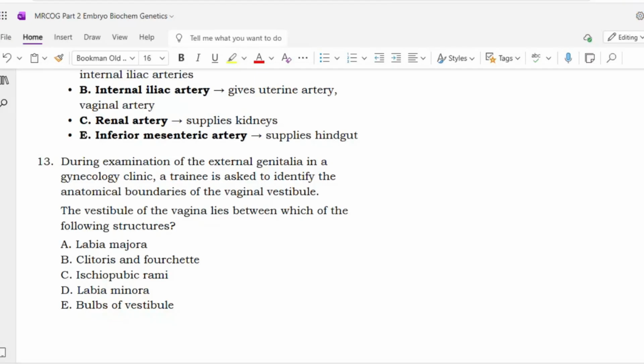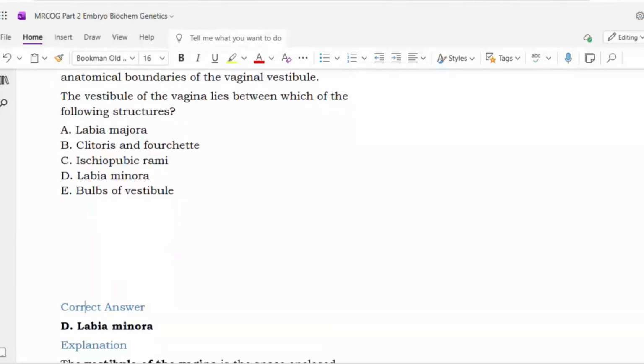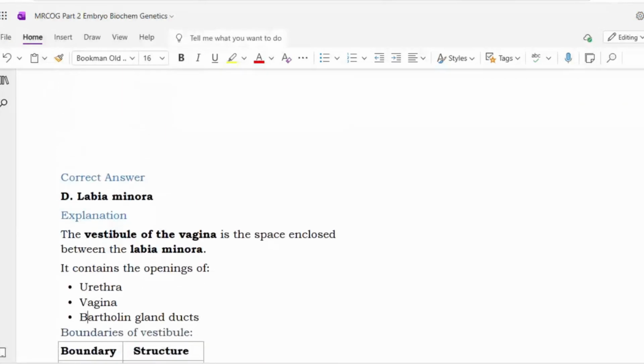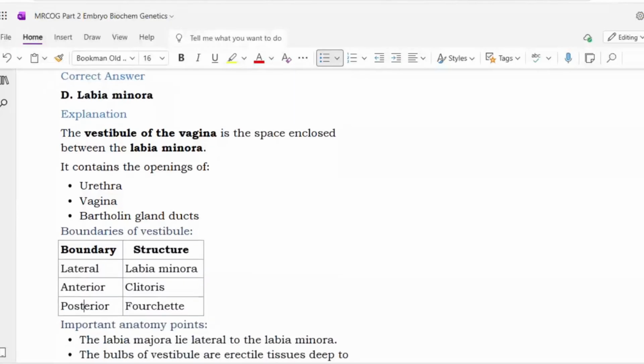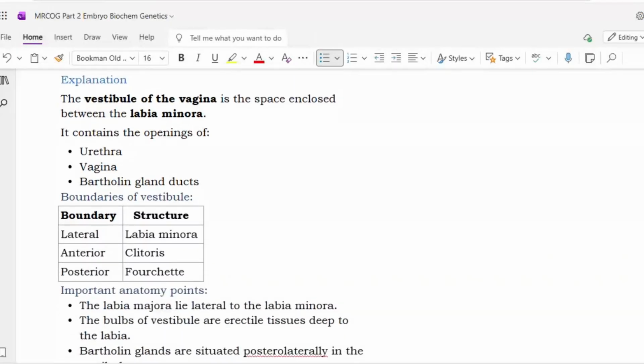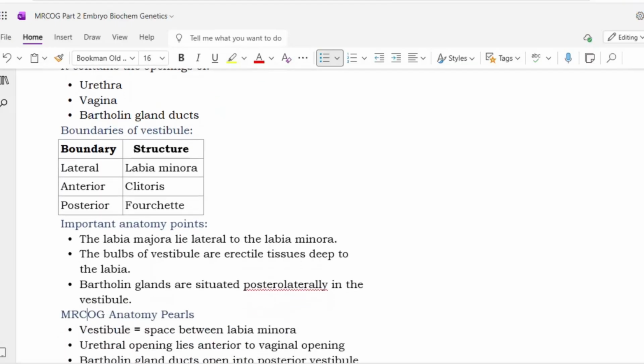No. We are talking about the vestibule of the vagina. It is between the labia minora. The vestibule of the vagina is a space enclosed between the labia minora. It consists of the opening of the urethra, vagina, and Bartholin gland ducts. The boundaries of the vestibule are laterally the labia minora, anteriorly the clitoris, and posteriorly the fourchette. So actually all these three form the boundaries. Your answer is not absolutely wrong, but the expected answer was labia minora.